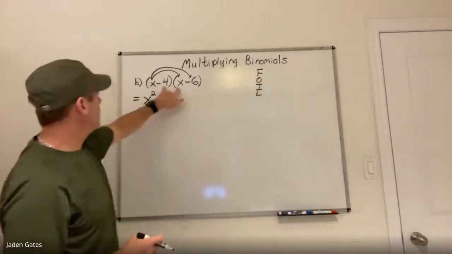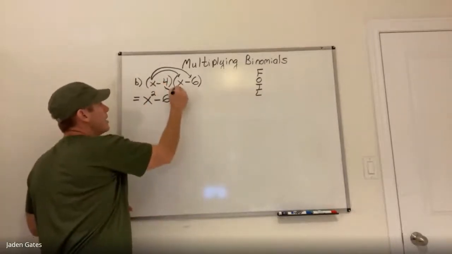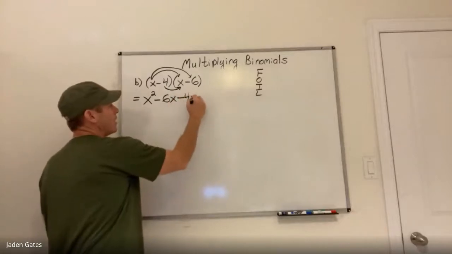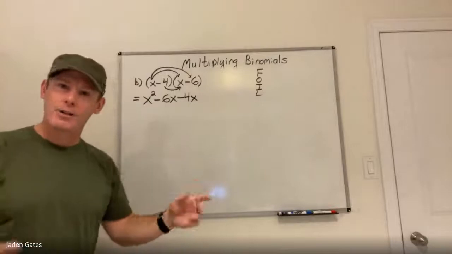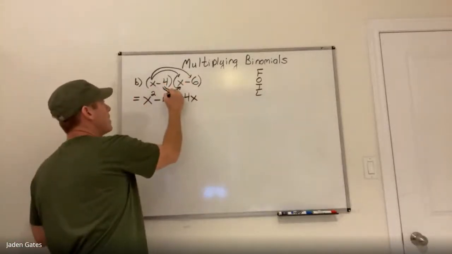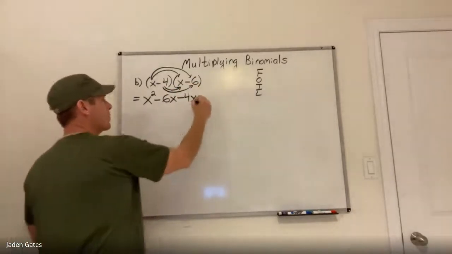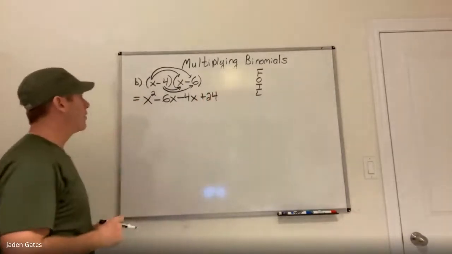Inside ones, there's the two guys in the inside, the minus 4. Again, you got to watch your signs. Times an x, and this time I'm going to get minus 4x. And then lastly, the L, our last ones. The negative 4 and the negative 6. So minus 4 times a negative 6, negative times a negative, it's going to give me a positive. And so I get positive 24.